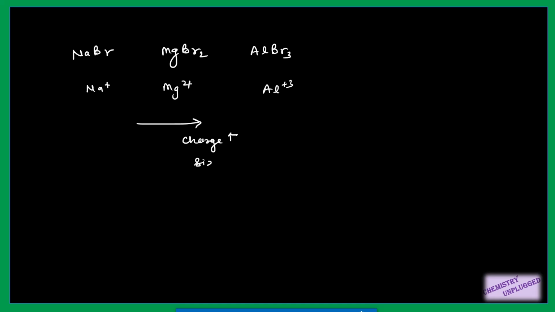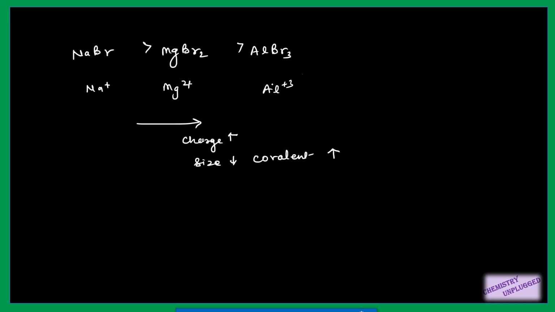Let's take one more example. Suppose I have NaBr, magnesium bromide and aluminum bromide, right? We have three salts and they are asking about the melting point again. So in all these cases, the anion is the same, so we will not consider the anion. The cations are sodium plus, magnesium plus 2 and aluminum plus 3. As we are moving from left to right, charge increases, size decreases, meaning covalent character increases. So the order of melting point will be this one, right? So you can easily predict in this way.